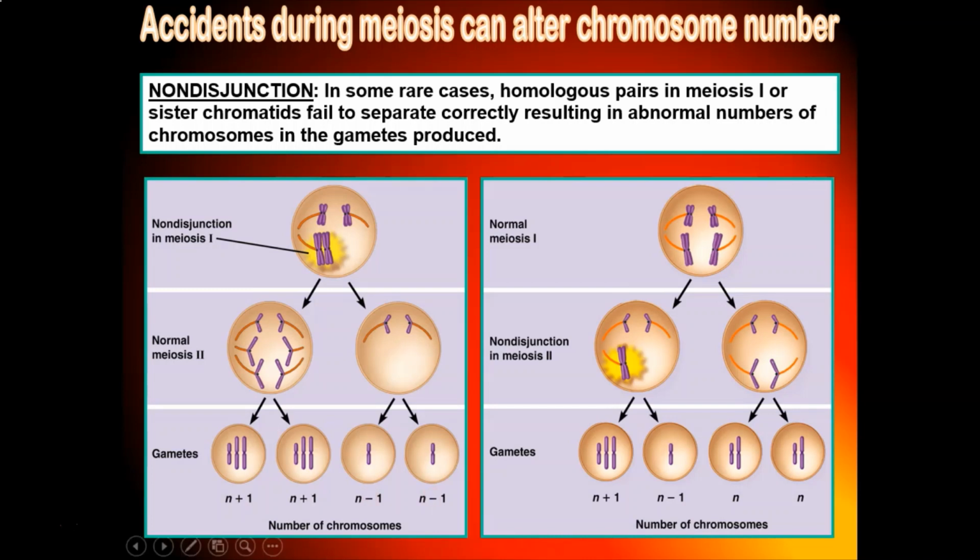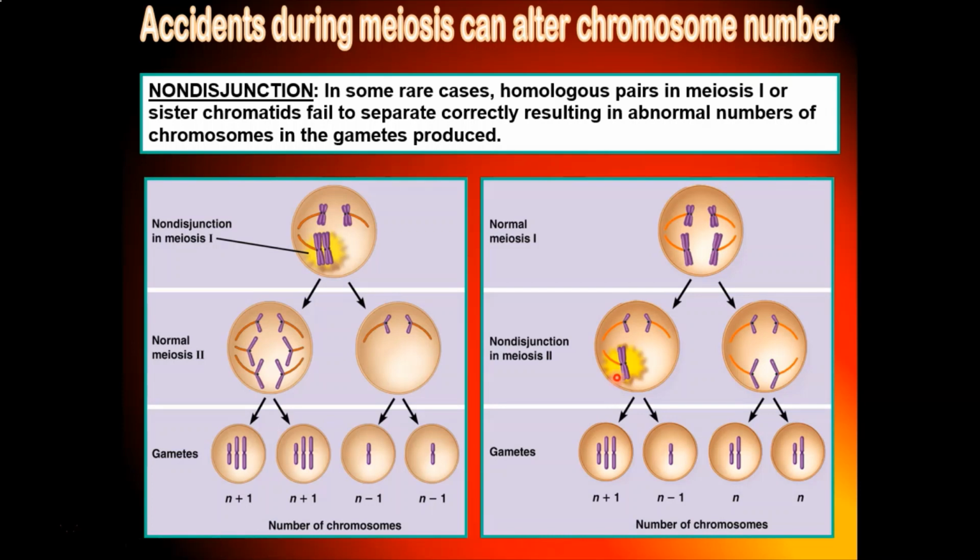Now, if the nondisjunction event happened in meiosis 2, okay, so everything in meiosis 1 looked good, but now in meiosis 2, you know that we separate the sister chromatids from each other at the centromere, creating daughter chromosomes. Well, look what happens here. If you pulled both sister chromatids to one side, oh, that's going to be problematic. Now, over here, we did it okay. So our haploid gametes look to be okay, right? We have 2 N cells here, okay?